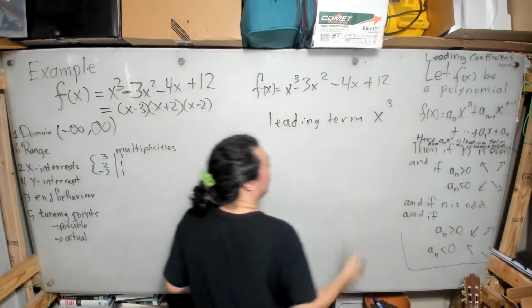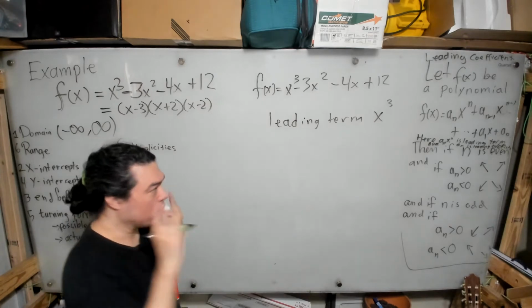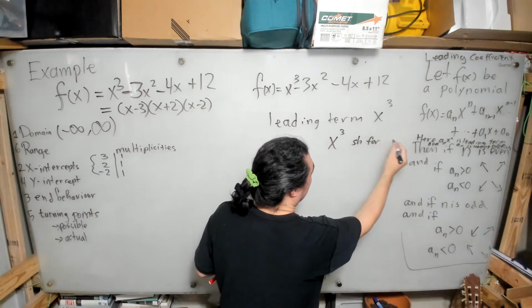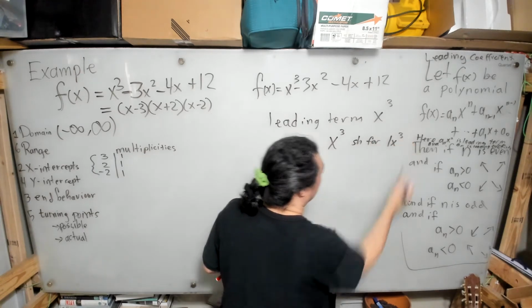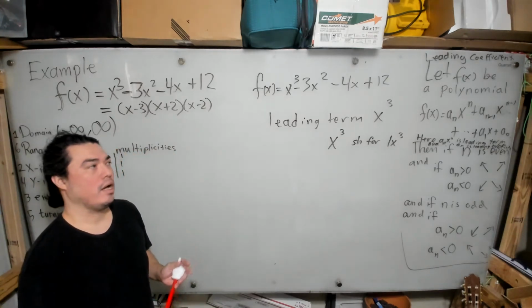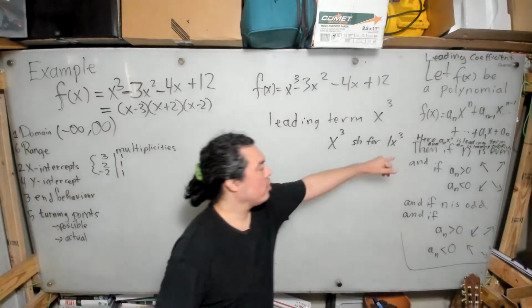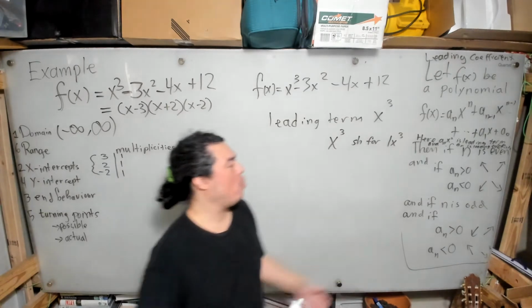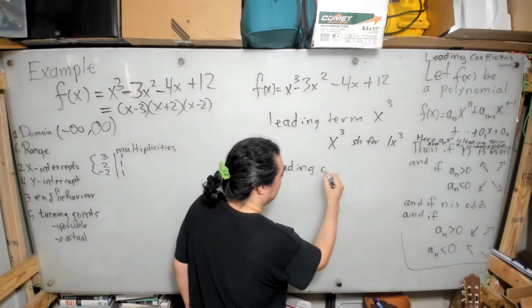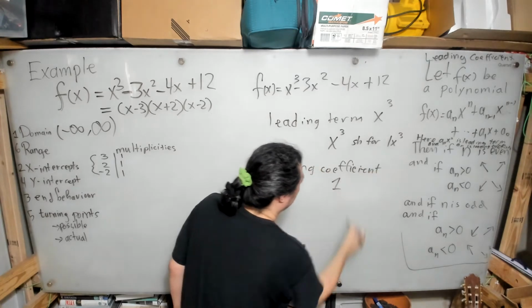Whenever we have a term like this, we can see in our brains that x cubed is shorthand for 1 times x cubed. Whenever in a polynomial you have some expression like x and it doesn't have a coefficient written in front, that's just shorthand for 1 times that term. And so that means that our leading coefficient in our case here is positive 1.